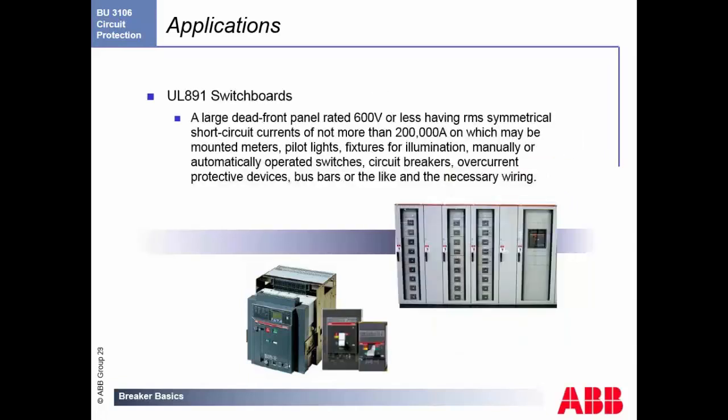The UL 891 switchboards are large dead front panel, rated for 600 volts or less. This is a little bit less on the power side and more for the critical powers. Basically, it looks like a nice little cabinet with a bunch of switchboards feeding out to all your different equipment. You're going to be using, again, these little T-Max breakers that we have.